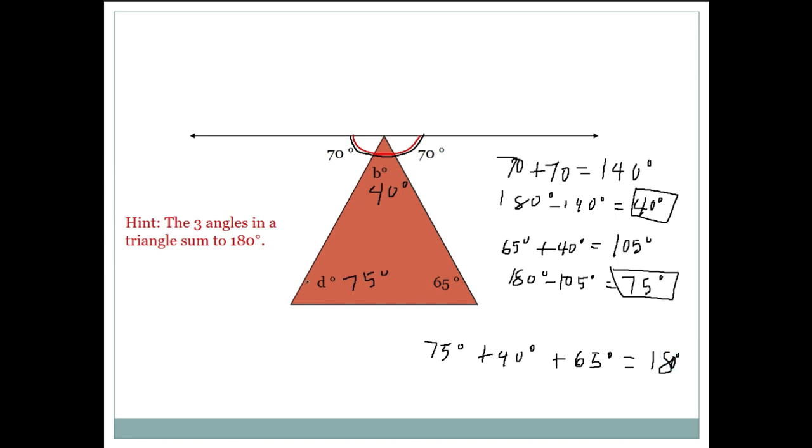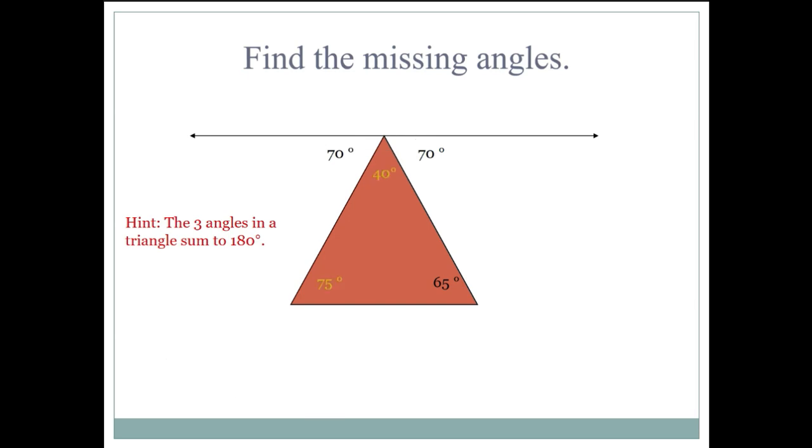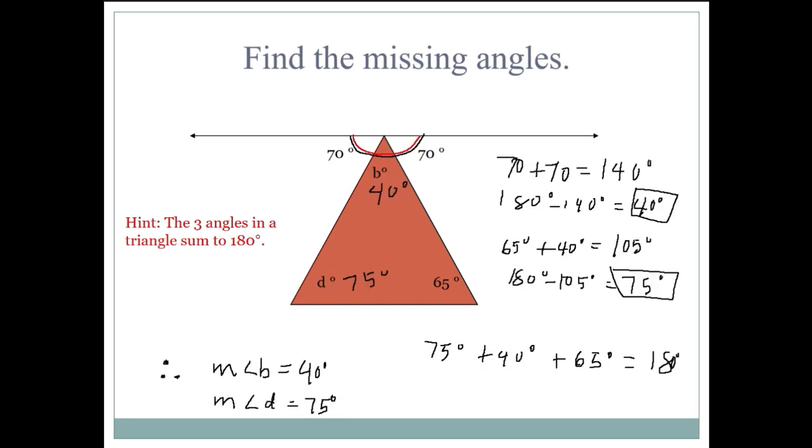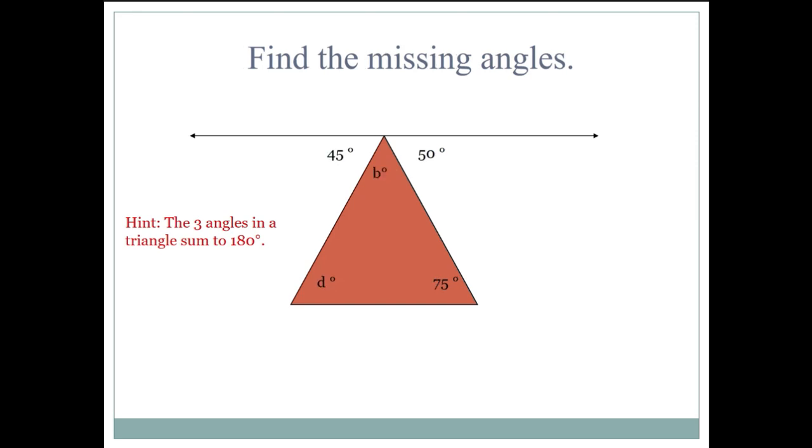So the measure of angle D, so you could say therefore, okay, 3 dots means therefore in math. So the measure of angle D is equal to 40 degrees and the measure of angle D is equal to 75 degrees. Alright, so that's one example. Okay, so 40 and 75 and we got the same answer.